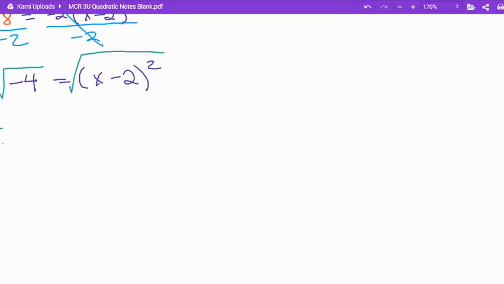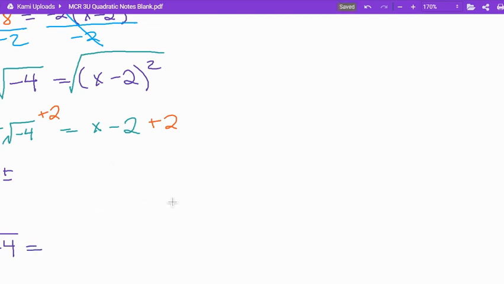So I've got plus or minus the square root of negative 4 equals x minus 2. I'm almost there. What do I do now? Add 2 to both sides. Now watch how I write it. We first write the real number, then we write the complex number. Now instead of writing the square root of negative 4, how can I simplify that?